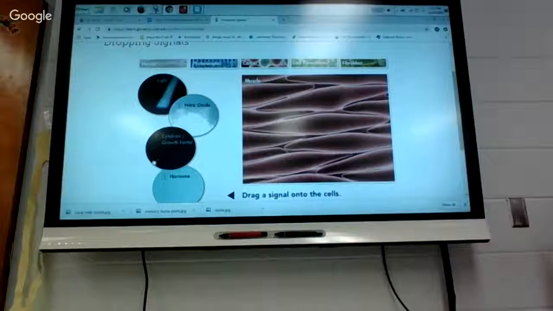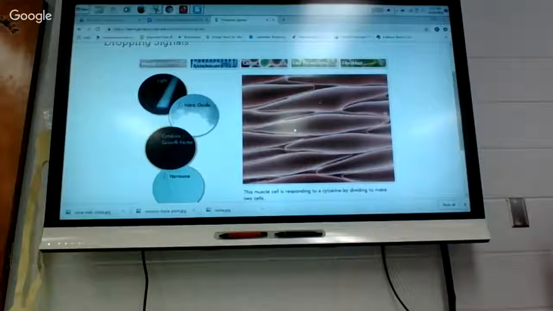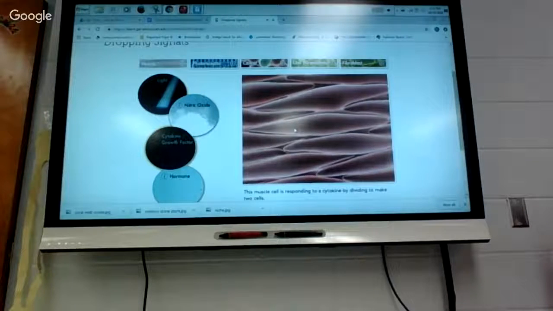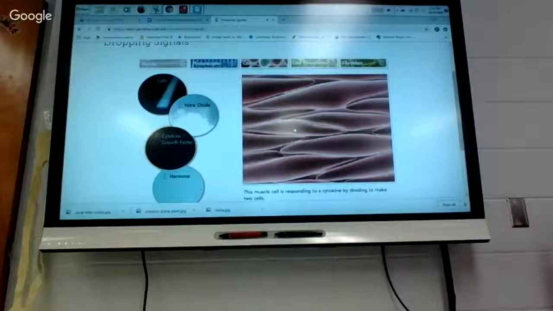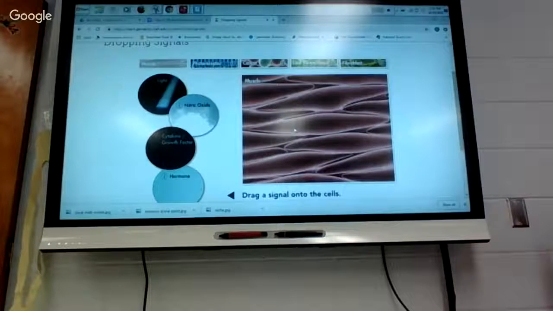Okay. And then cytokine, which is a growth factor. So it's a hormone. This muscle cell is responding to a cytokine by dividing to make two cells. So it divides to make more cells? So it causes them to divide. Yep. Stimulates. To divide, or you can put, cause cell division, or however you want to word it.